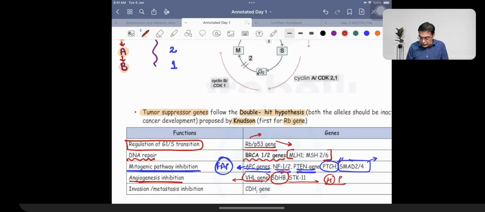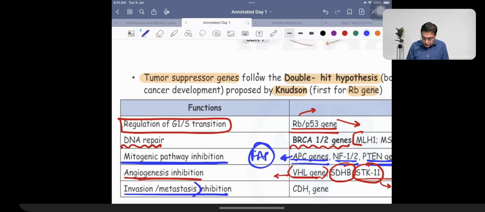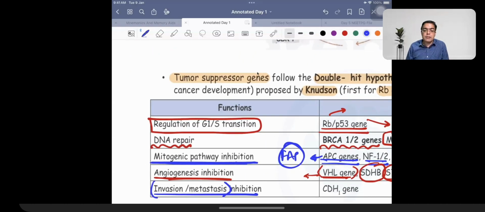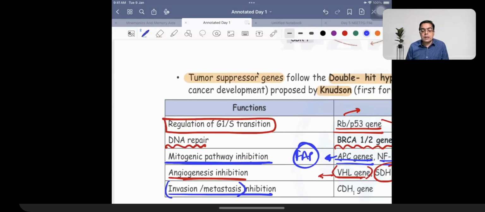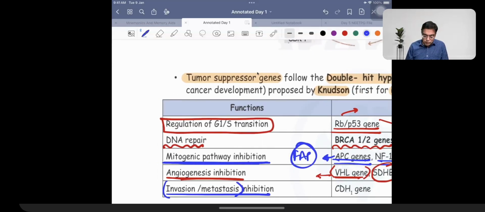Then we are talking about STK11. STK11, INI question 2022. Associated with the presence of a polyp which is given the name of Peutz-Jeghers polyp. Invasion metastasis. What is needed for invasion and metastasis? Epithelial mesenchymal transition. What will cause epithelial mesenchymal transition?